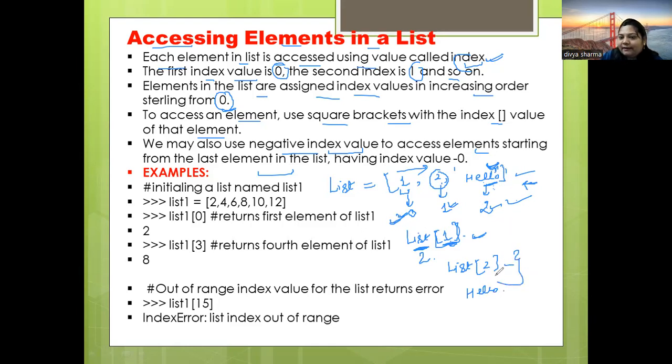There is another method, list. From the right side, the first index will be -1. So it will be list of -1, and it will also print hello.